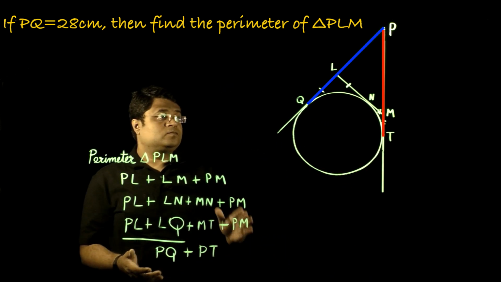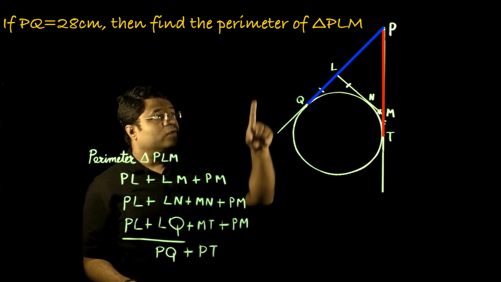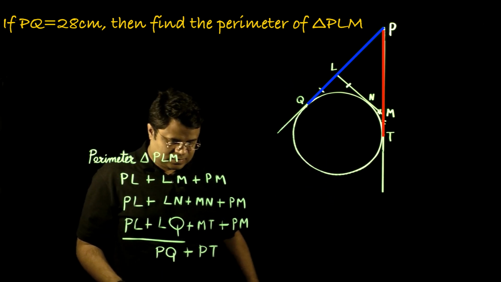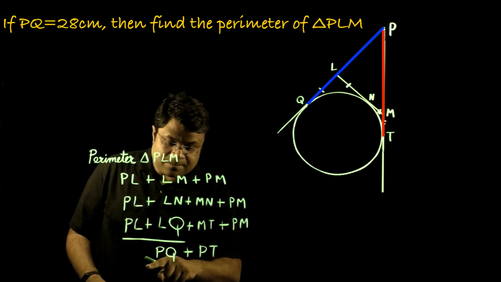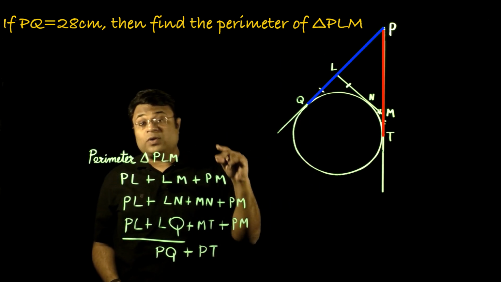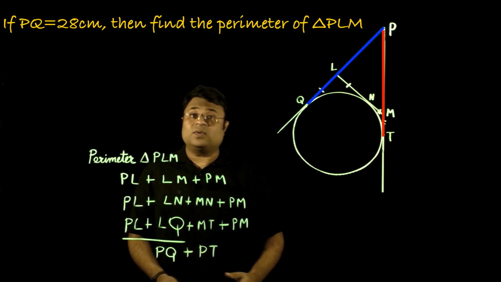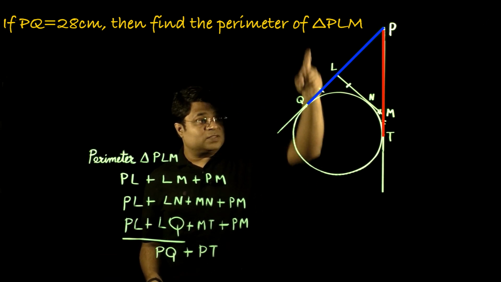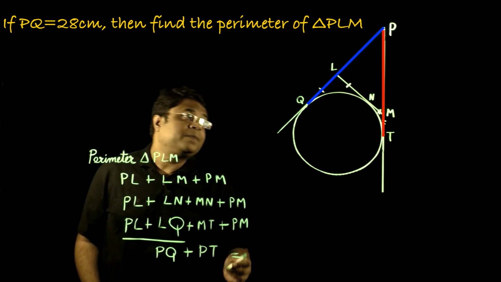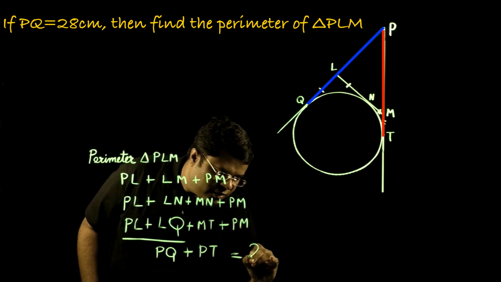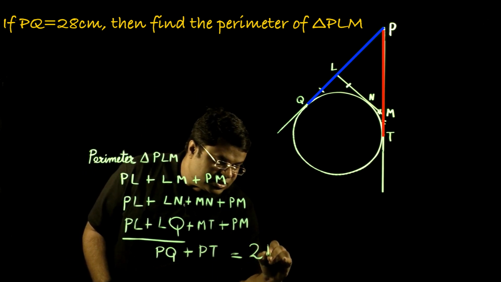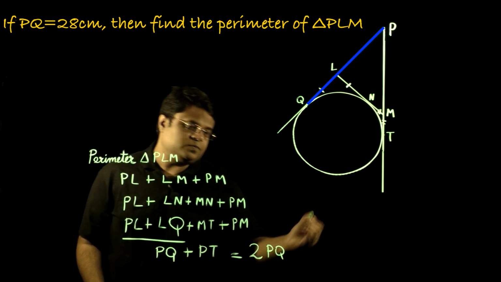Okay, so for one last time, I'm going to analyze the whole figure. Now see, in this figure, we will see that PQ is equal to PT. So PQ and PT are also equal. Why are PQ and PT equal? Again, tangents from the same external point are equal. So this PT can be replaced by PQ. So we will get twice of PQ.